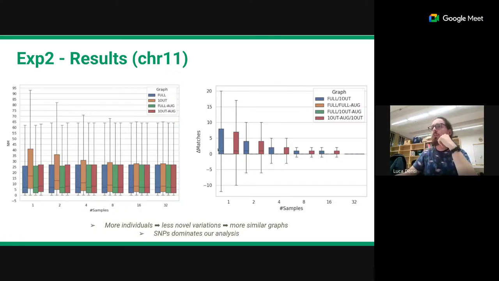But what is nice is that we can see the same behavior even if we compare the one out with the one out augmented. And if we compare the full versus the one out augmented, we can see that the number of matches is almost always the same. And as before, the difference between the graphs decreases if we increase the number of samples. But still, it means that our augmentation allows us to produce a graph that is way more similar to the full graph, and that can be safely used to align the reads, in my opinion.